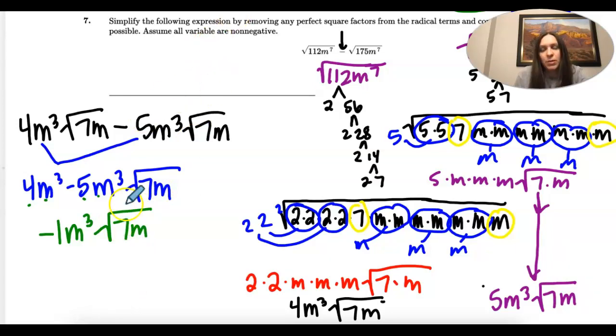But when I type in my answer, write my answer, I'm not going to put this -1 here. I'm just going to put -m to the third, because that's an invisible one that we don't write. So I have -m cubed square root of 7m. That's the simplified version of these subtracted.